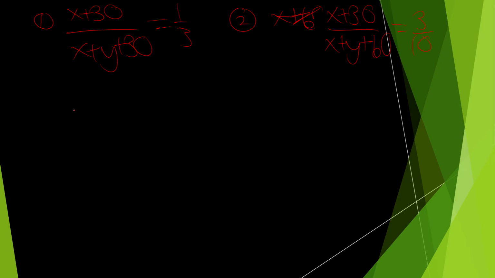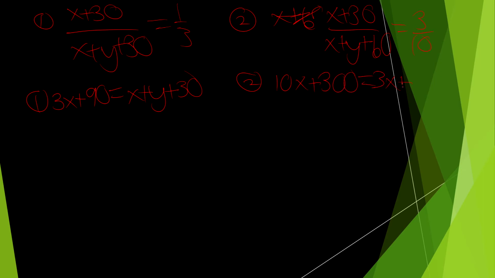And we just cross multiply to rearrange. So 3x plus 90 equals x plus y plus 30. For equation number 2, we have 10x plus 300 equals 3x plus 3y plus 180. In this case, we can see that if we multiply equation 1 by 3, we can cancel all the y variables, so then we can just isolate for x.